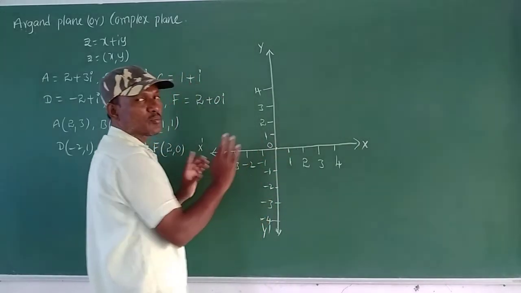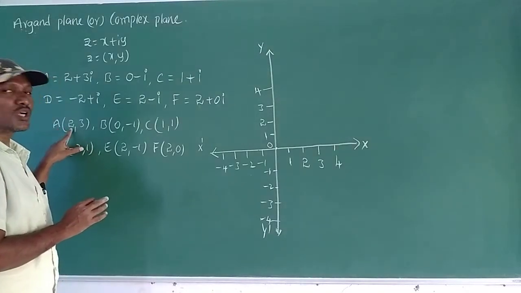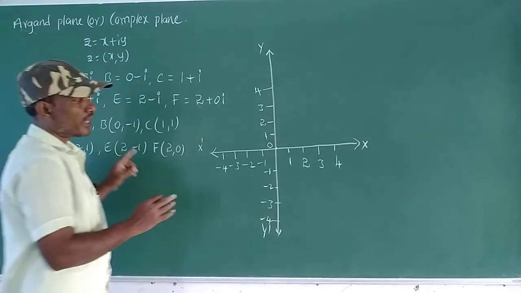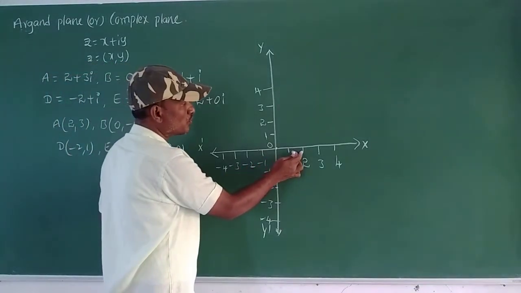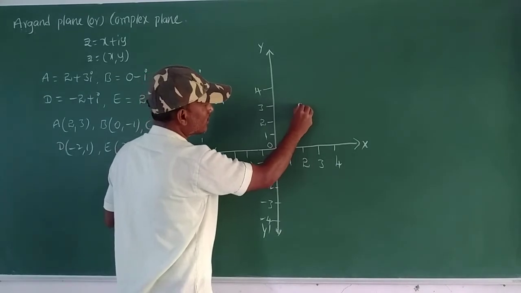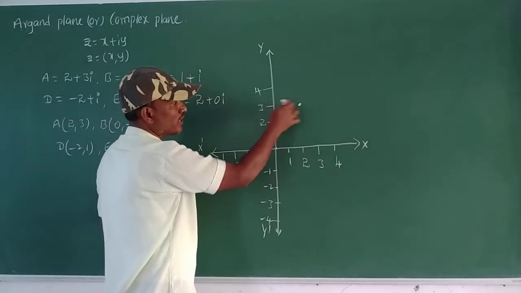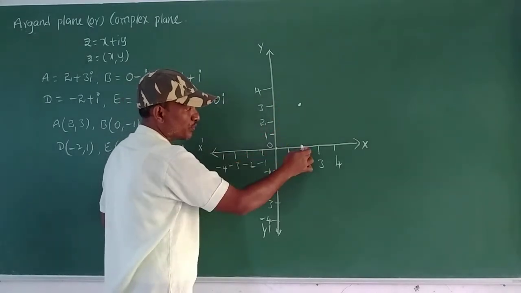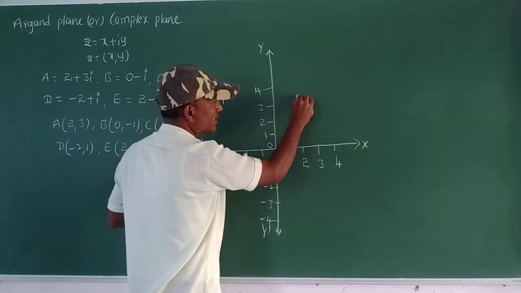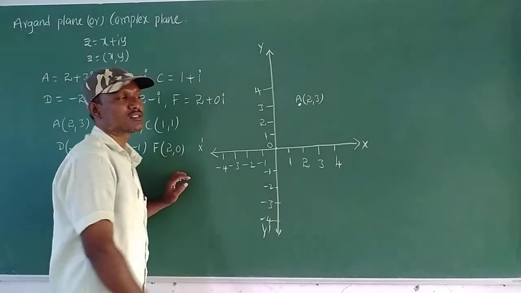This is the xy plane. Next, first the A point, (2, 3): x value 2, y value 3. The x value is 2, positive, and the y value is 3. This is the A point, (2, 3).